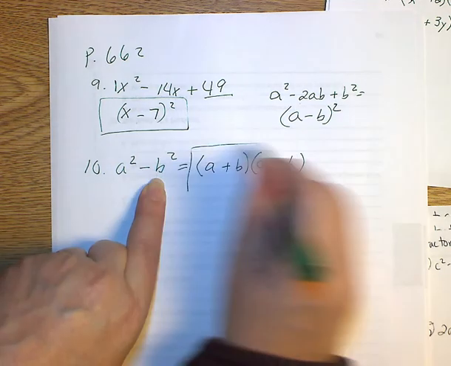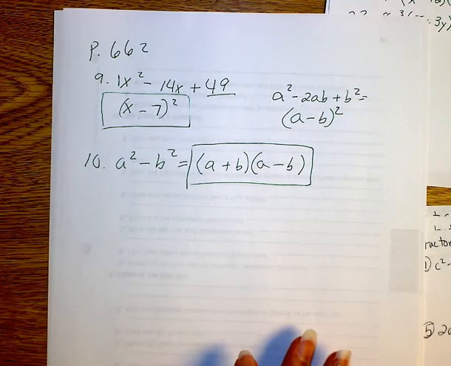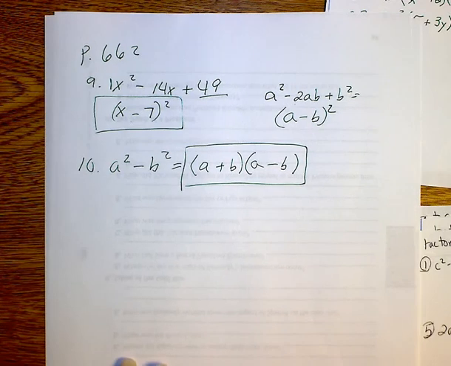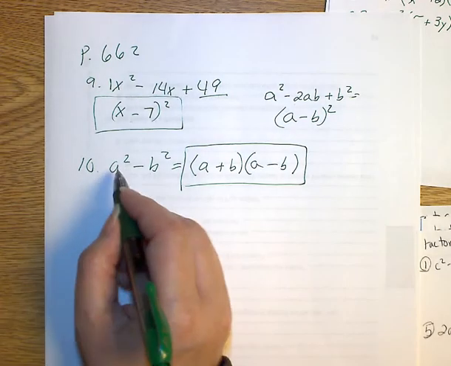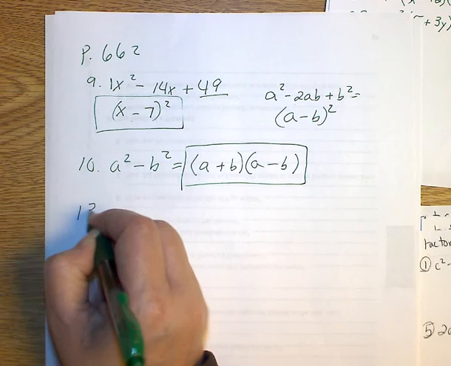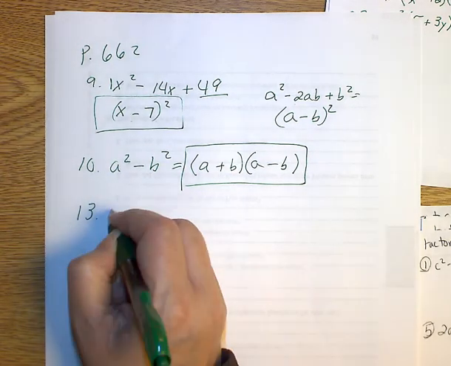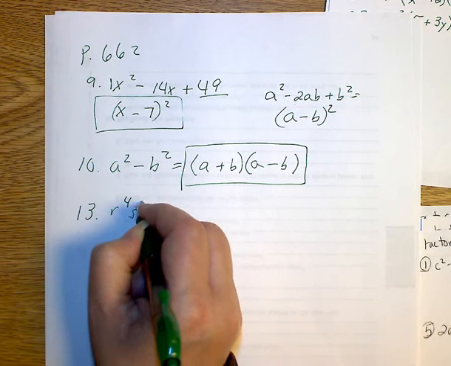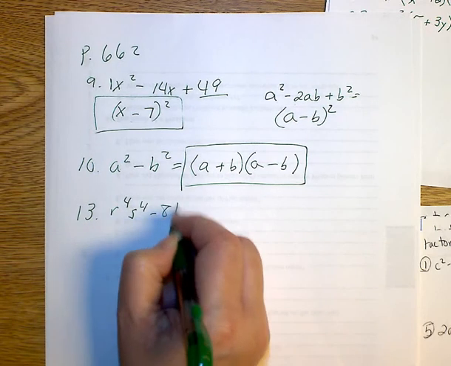But I'm actually going to give you one of these to try from the other section. We'll jump to 13 for a second so you can use this. 13 uses the same one. 13 says r to the 4th s to the 4th minus 81.